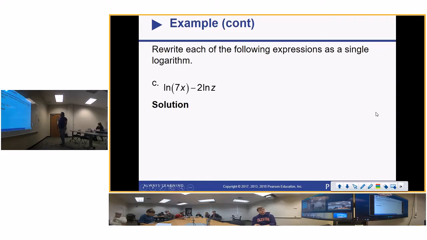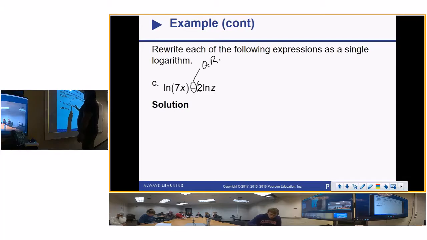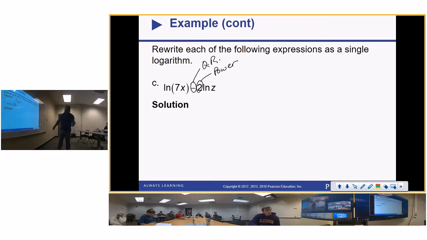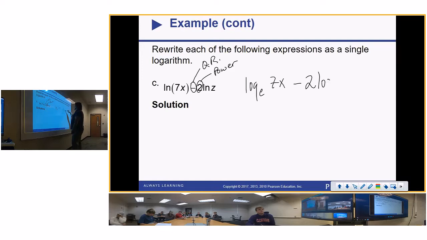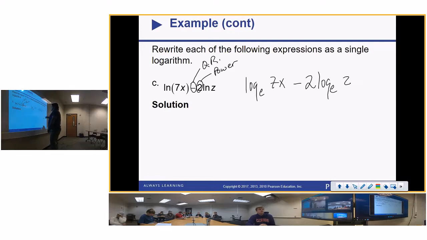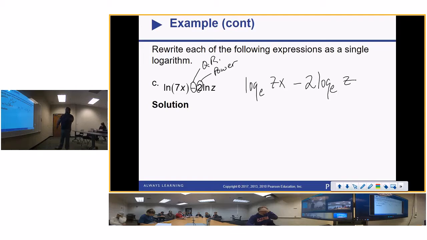Rewrite each of the following expressions. So we look at this one. We know this is what rule? Quotient rule. And we know that this is power rule. Now, just because it's a natural log, that just means it's log base E. If I wanted to rewrite this, I could rewrite it as log base E of 7x minus 2 log base E of z. I could write it like that, and if you wrote it like that, I could not mark it wrong on a test.